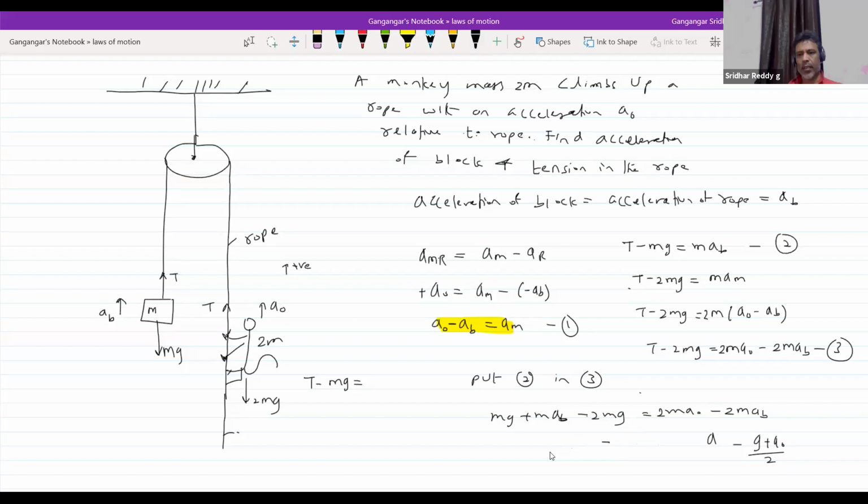I think that this correction will come. Now this will be minus mg. So here 3 MAB will come. So 3AB minus G plus 2A naught. So AB is equal to (2A naught plus G) by 3. Once check the calculation part.